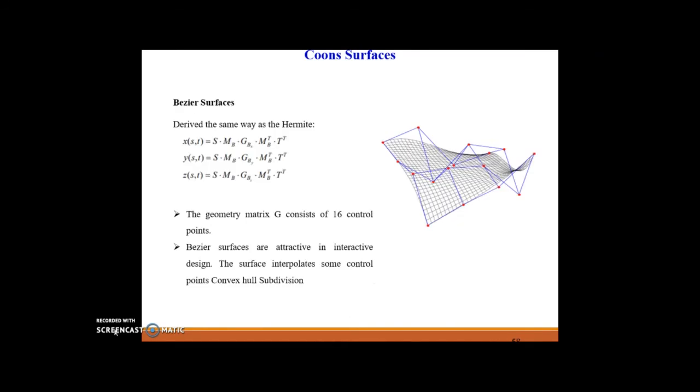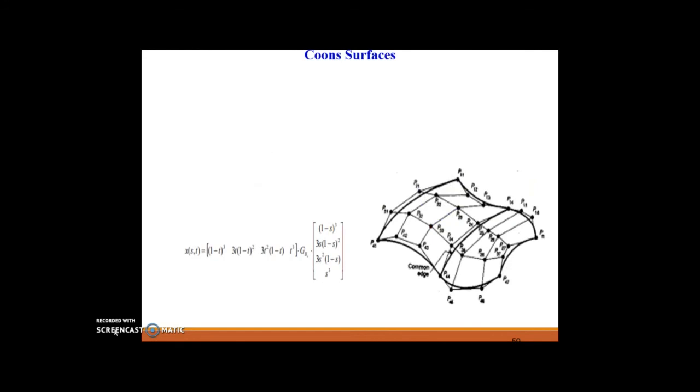Next, let's see what a Bezier surface is. A Bezier surface is derived the same way as the Hermite. Here, x(s,t) is equal to S into M_B into G_Bx into M_B transpose into T transpose, and y is the same as follows, z is the same as follows. The geometry matrix G consists of 16 control points in a Bezier surface. Bezier surfaces are attractive in interactive design. The surface interpolates some control points, and has the convex hull and subdivision properties. That is why it is more interactive in design.